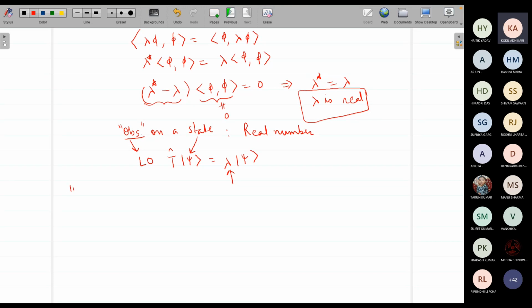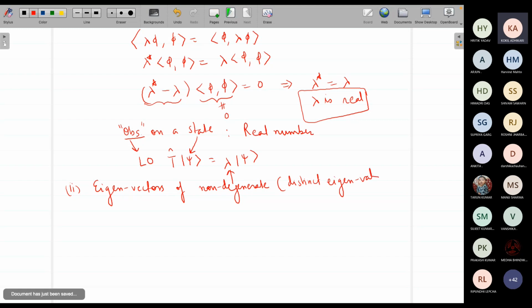Now there is another importance also, and this importance comes in terms of eigenvectors. Eigenvectors of a Hermitian operator corresponding to non-degenerate or distinct eigenvalues are orthogonal. So let's just do that also in order to see it quickly.